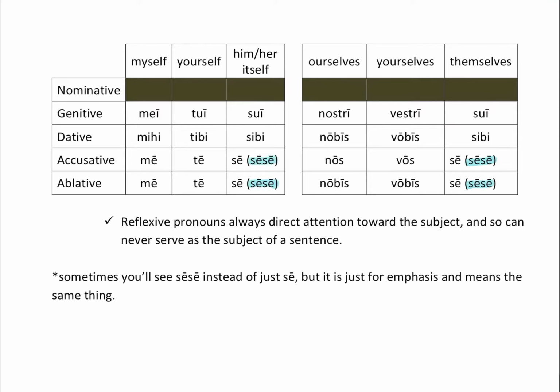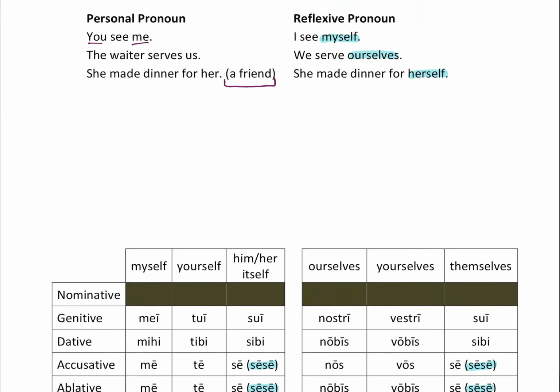So reflexive pronouns always direct attention toward the subject and can never be the subject of the sentence. That's why you see that there are absolutely no nominatives, right? So stop and think for a second. Try it in English. Can you make a nominative myself? Let's go back, or an ourselves.